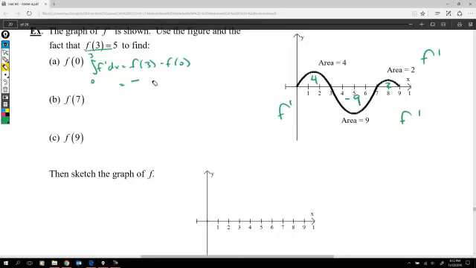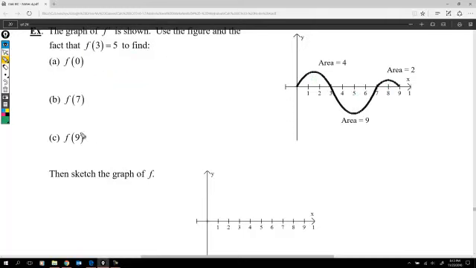So let's get rid of some of this mess right here. Okay, so f of 7, same deal. Taking the integral from 3 to 7, because 3 is the number that I know about. Okay, 3 to 7 of f prime. That's going to be f of 7 minus f of 3. Okay, now the integral from 3 to 7 is negative 9. I'm trying to figure out what's going on at f of 7. I know f of 3 is 5. That means that f of 7 is equal to negative 4.